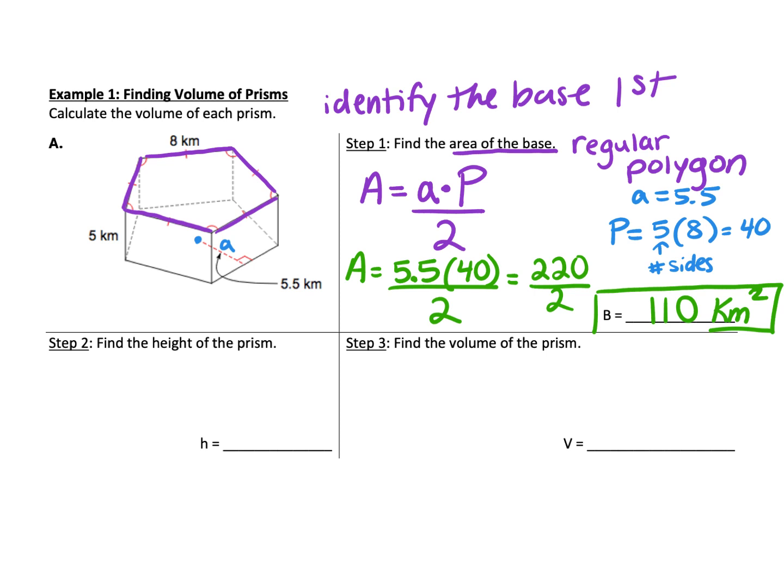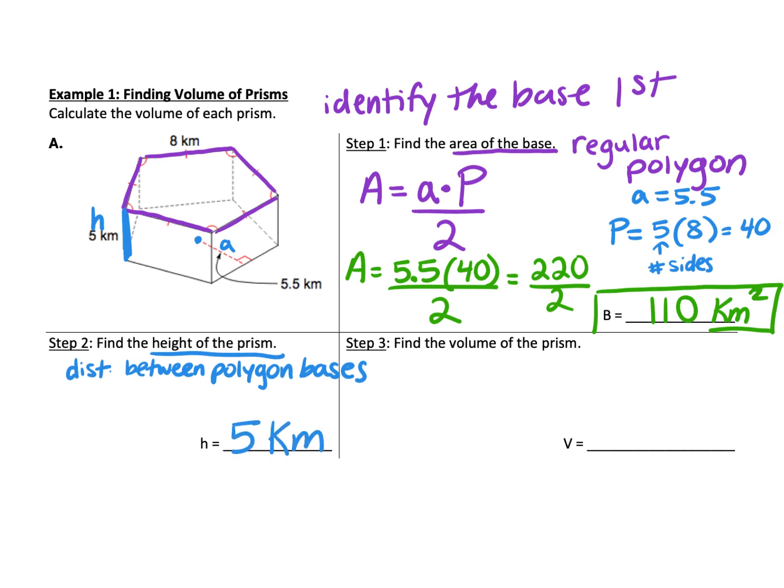Now let's look at the height of the prism. The height of the prism is the distance between the polygon bases. So you can see in the picture here, there's a pentagon on the top, there's a pentagon on the bottom. So the height here is that 5 kilometers.